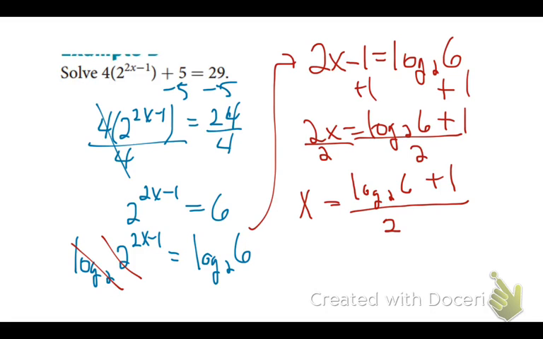Now, your log base 2 of 6, we're going to go in and do our change of base so that we can figure out what that value is. So tell me what our change of base is going to look like. It's going to be what? Log of what? 6 divided by log of 2. And then plus your 1, divided by the 2.